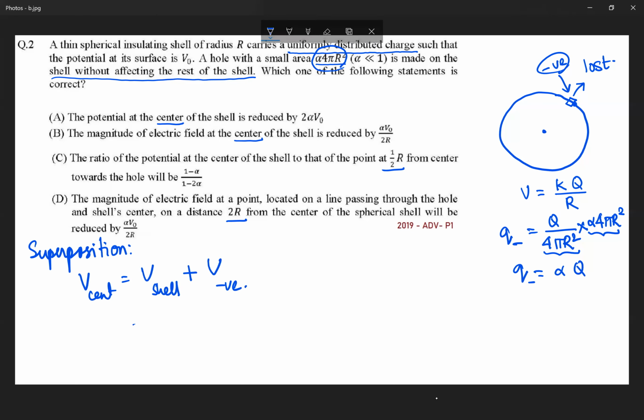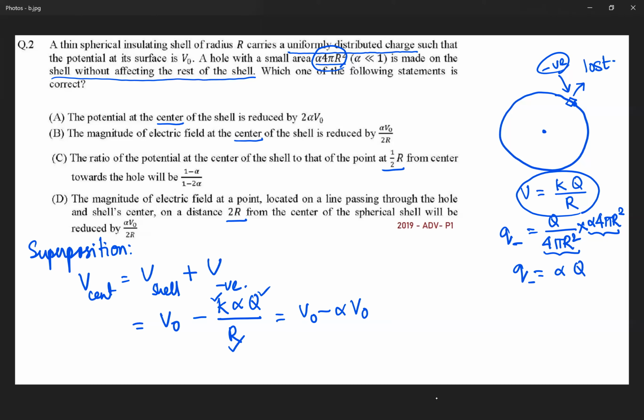The potential because of the entire shell is equal to V0. Our negative charge is so small, it behaves like a point charge. So its potential will simply be equal to K into Q because of the negative charge, divided by R, where R is the distance of the center from the surface, which is equal to R. The quantity of negative charge is alpha Q. The potential of the shell is equal to KQ divided by R. So KQ by R can simply be written as V0. So this will be equal to V0 minus alpha V0, which is equal to V0 into 1 minus alpha.